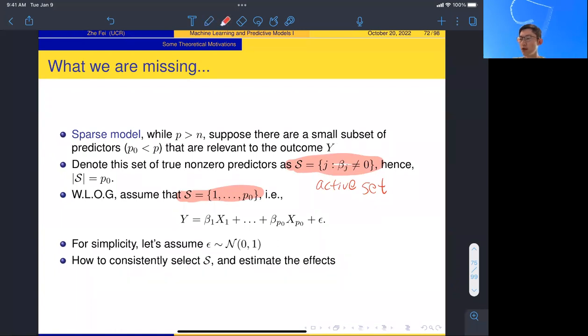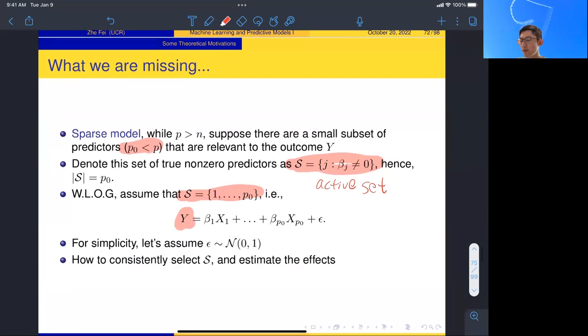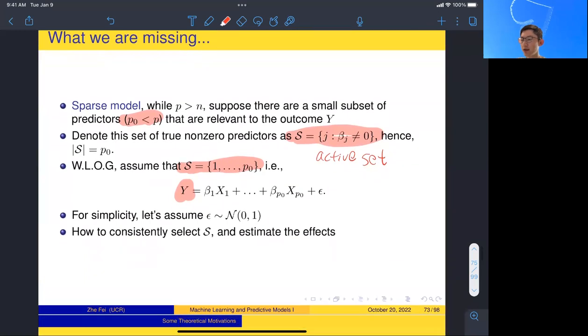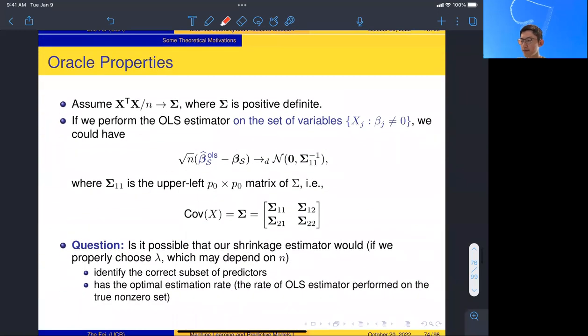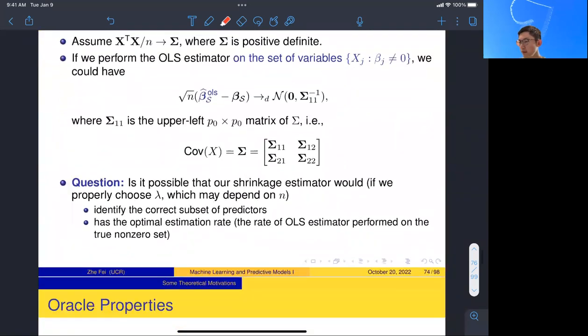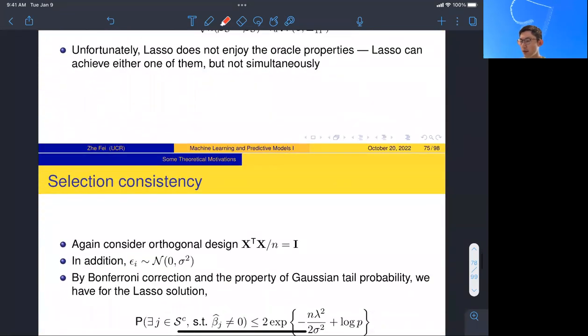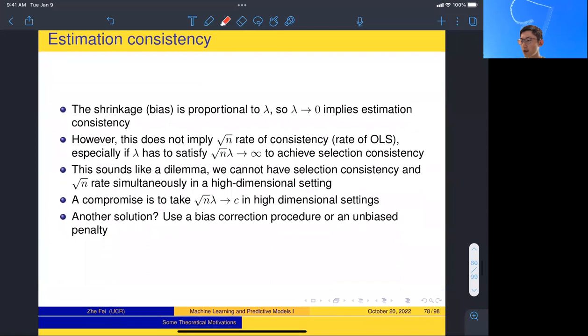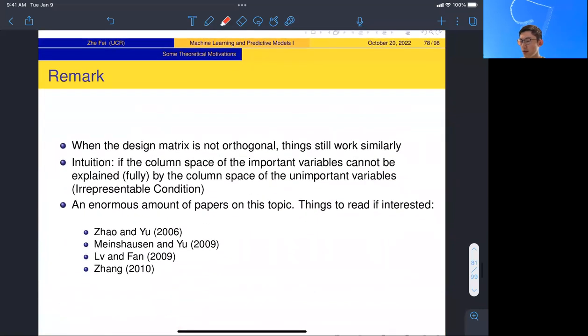which is much smaller than the total number of predictors we have. Essentially, our outcome only depends on this smaller subset S. So we want to estimate this active set and estimate their beta effects. That's the so-called oracle property. It's quite theoretical, and I do not think we need to go over this, but essentially, these are the things people want to achieve.